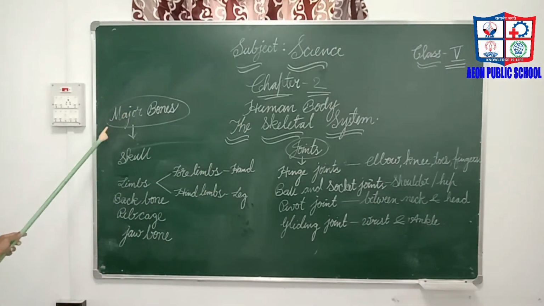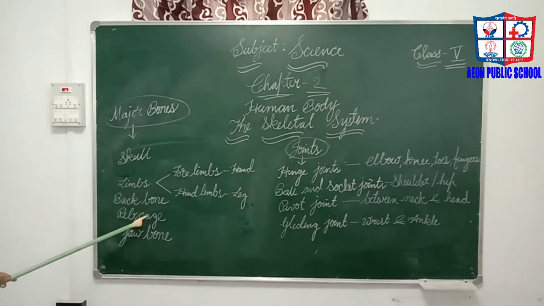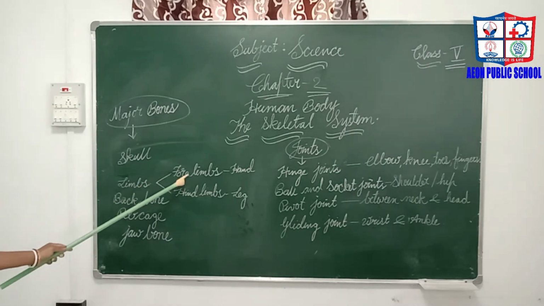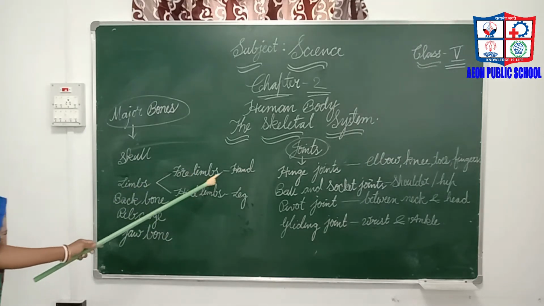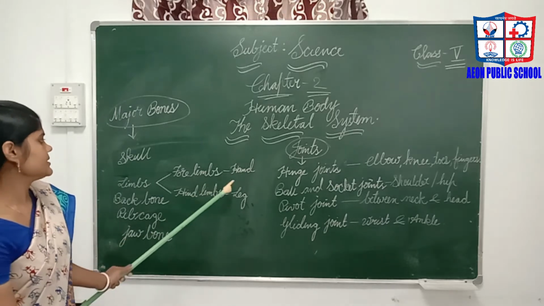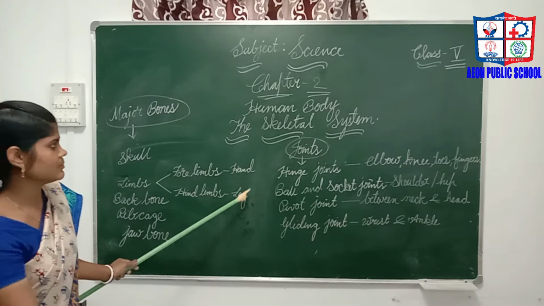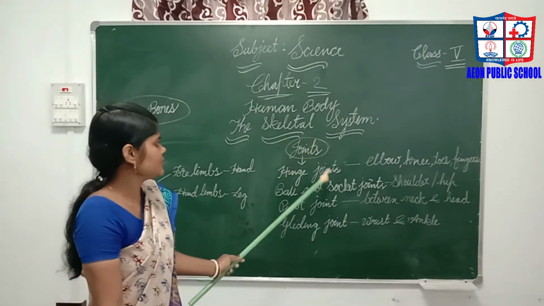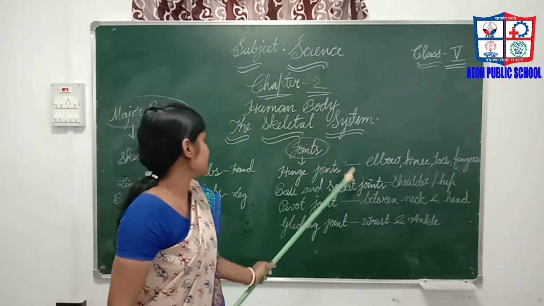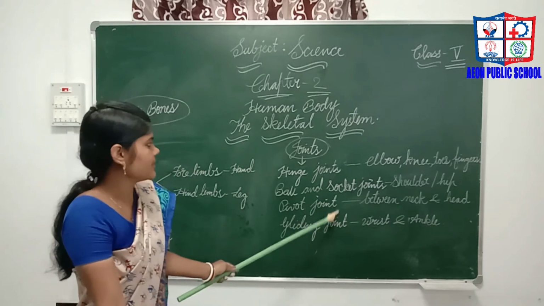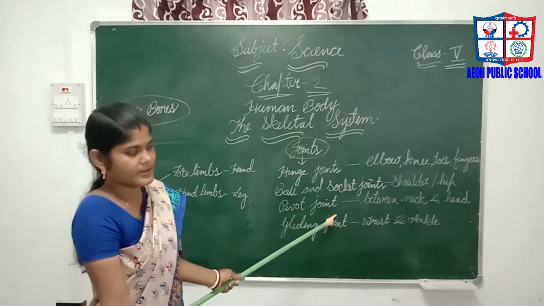Major bones. What are the major bones we have? Skull, limbs, backbone, rib cage, jawbone. These are the major bones. In limbs, there are also forelimbs and hind limbs. Forelimbs are the hand bones, and hind limbs are the leg bones. And the joints: hinge joints, ball and socket joints, pivot joint and gliding joint. These are the different joints.